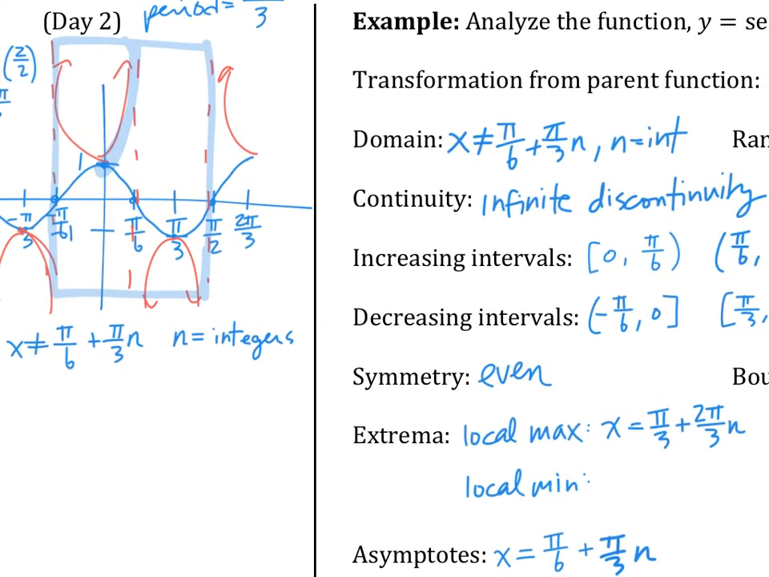Local min. Yes, so you can see 1 is at 0, and then we say 0 plus 2 pi over 3, but that's irrelevant to have 0 in there since it's just 0. So we can just say it's every 2 pi over 3 n.